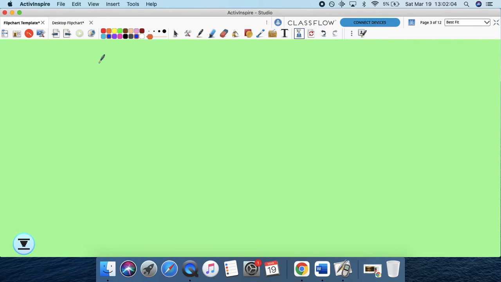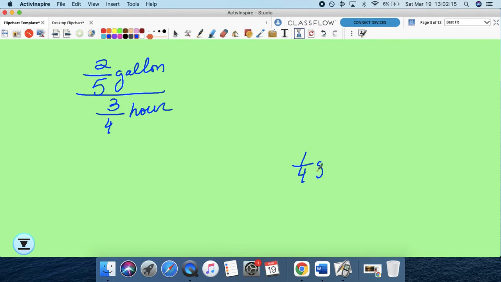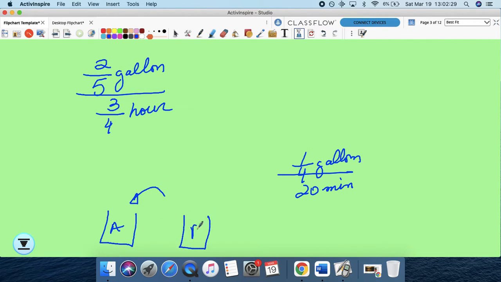You have 2 containers. The first one is 2/5 of a gallon of water, I think it's right, and it's being filled every 3/5 of an hour. The other one is 1/4 of a gallon in 20 minutes. So which one is filling faster? So again, we have a container, right? And water is going in here. Let's call this A. The other one, let's call this B. Which one is going to be filled faster, A or B?